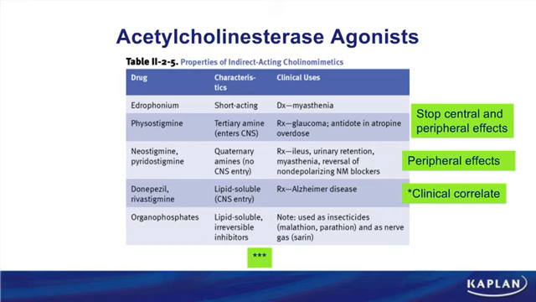Sarin or VX nerve gases could also be a test question. These are irreversible inhibitors of acetylcholinesterase. They're obviously going to have pretty significant and possibly fatal effects on a person who gets exposed. Again, this makes for a very good test question.